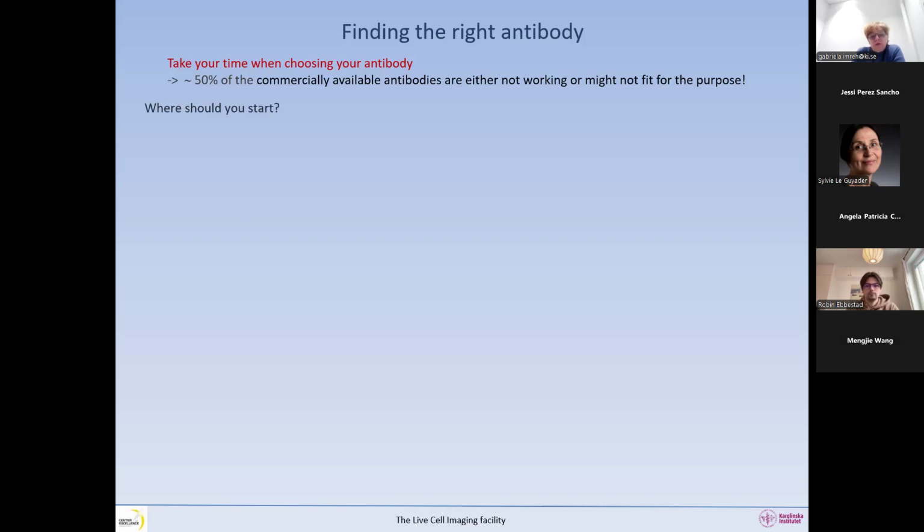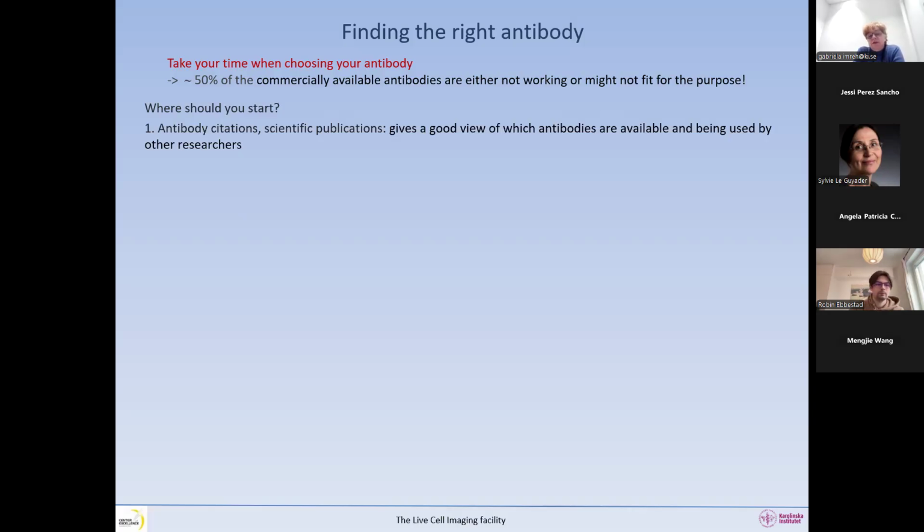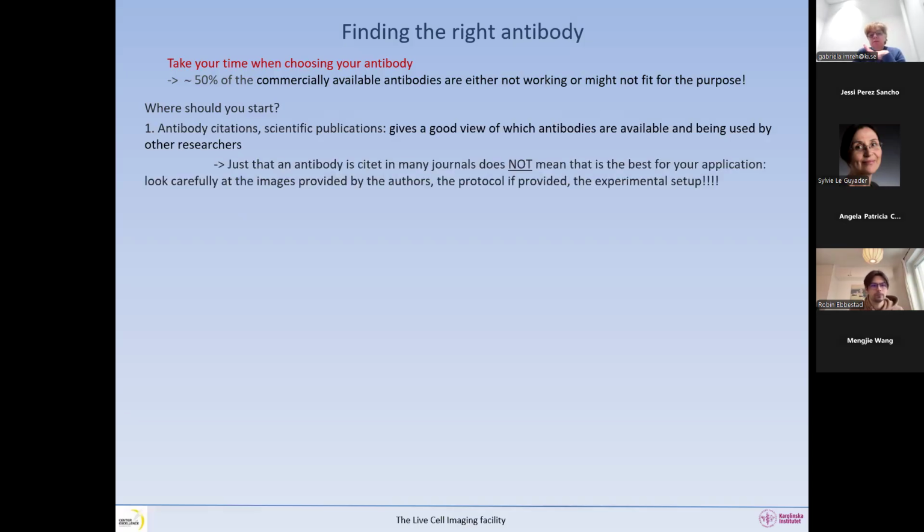So when you start, you go to antibody citations and scientific publications, and these generally give a very good overview of the available antibodies and what is being used by other researchers. But keep in mind that just because an antibody was cited by many journals does not necessarily mean that it is the best for your application. You should be very critical and look carefully at the images they provide in the publication, the protocol they use, and the experimental setup before deciding, oh, I will also use this antibody.